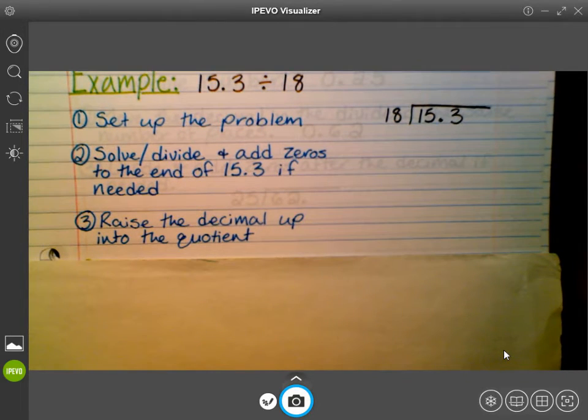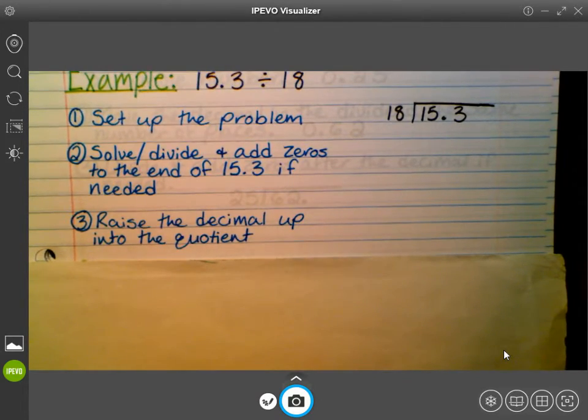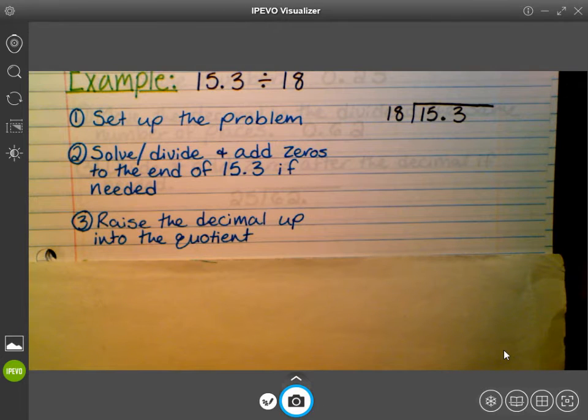Step 2 will then be to solve/divide and add zeros to the end of 15.3 if needed. So as you're dividing, as you're solving, if you get to a point where you need to add a zero, that's when you add a zero to the right, all the way at the end. And number 3, raise the decimal up into the quotient. So just like yesterday, when you're solving, you're ignoring the decimal until the very end.